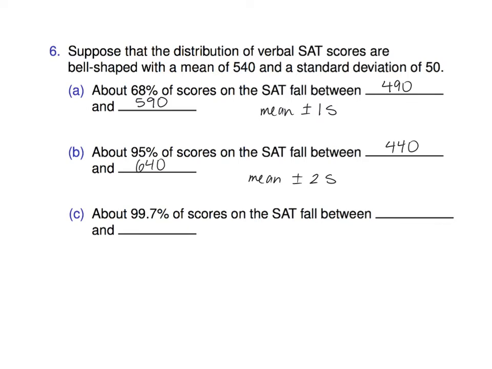And 99.7, meaning almost everybody, falls within the mean plus or minus 3 standard deviations. So if you're outside this range, 390 to 690, you're really special. I'm not even sure if that's theoretically possible. I don't know the highest score you can get on a verbal SAT. So ignore the reasonability part of the question. Just mostly I'm trying to get at how do you apply this rule?